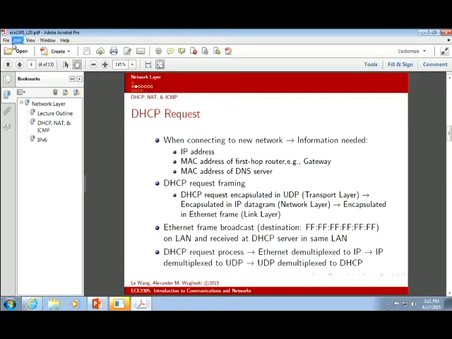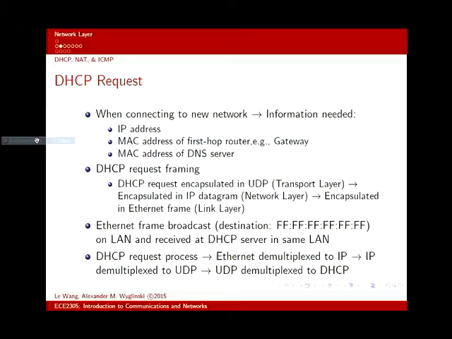The way it works is you need to have the MAC address of that gateway. There's also a DNS server in the mix somewhere. In my house, they're one and the same. Then your DHCP request is framed, but framed not in the criminal sense. What happens is the DHCP request is encapsulated.